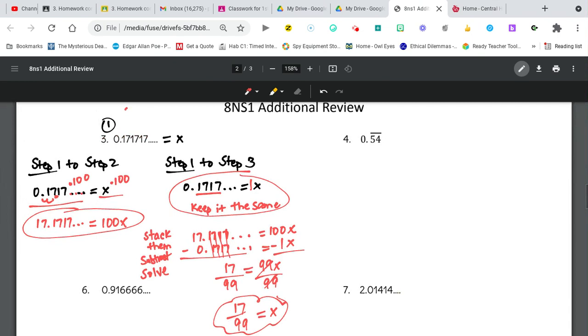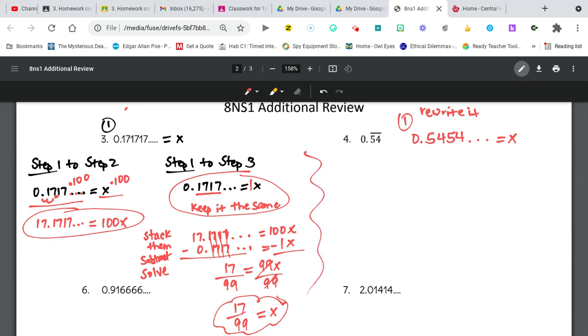All right, let's take a look at number 4. Make sure you're pausing the video and writing this down. I'm going to rewrite it. That's 5, 4 repeating, so I'm going to rewrite it like this and set that equal to x, okay?